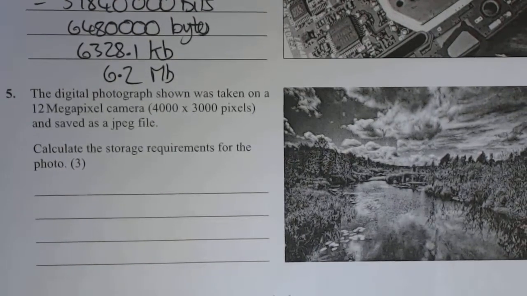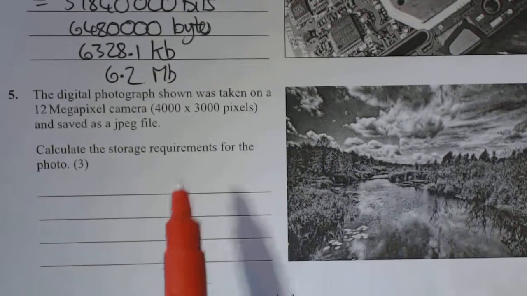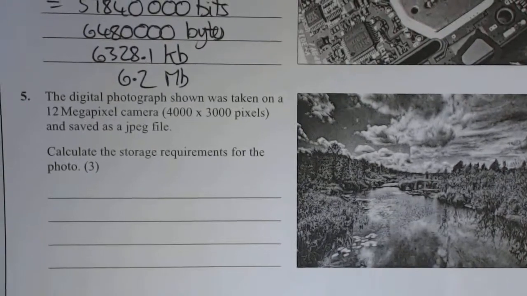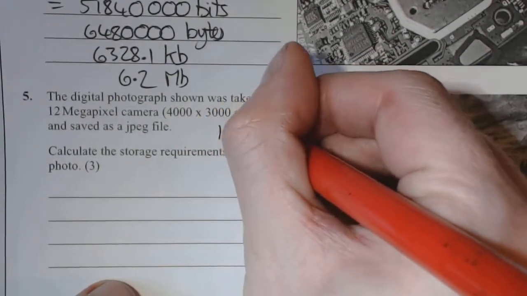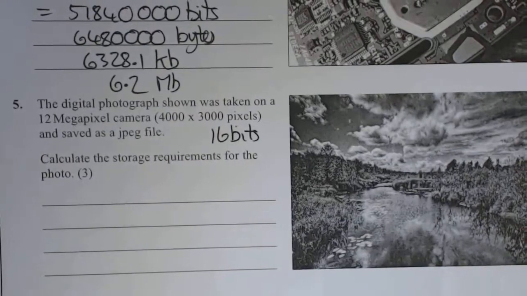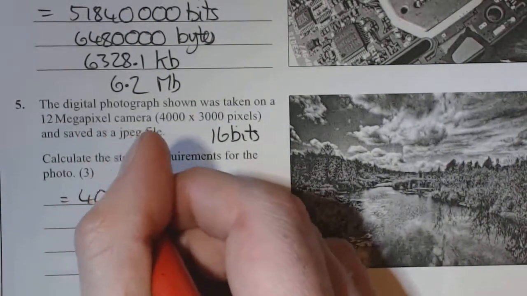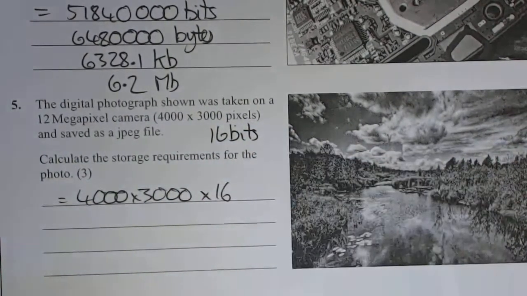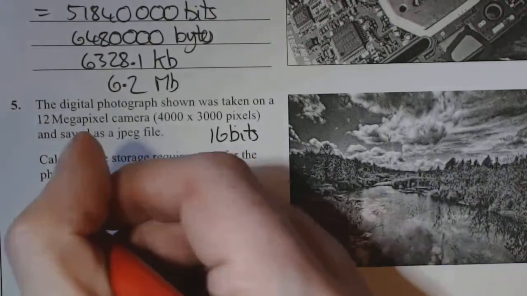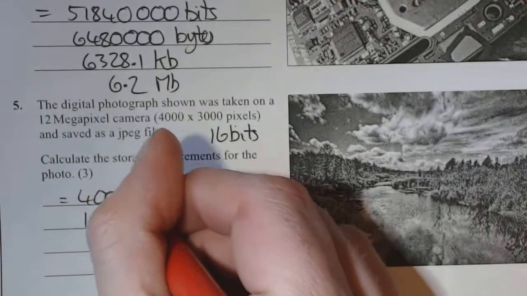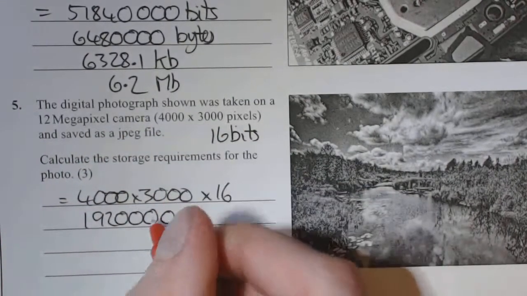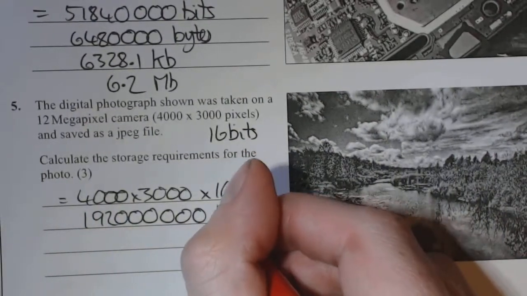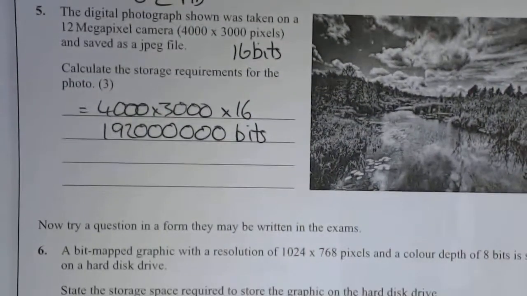Now, there's a wee problem with this one. The problem is the fact that they've not actually given you the colour depth, so we'll make the colour depth there 16 bits. So all we're doing there is 4000 times 3000 times 16. That's a number that is pretty large. Okay, and that's in bits, and then it becomes an exercise of just converting units.